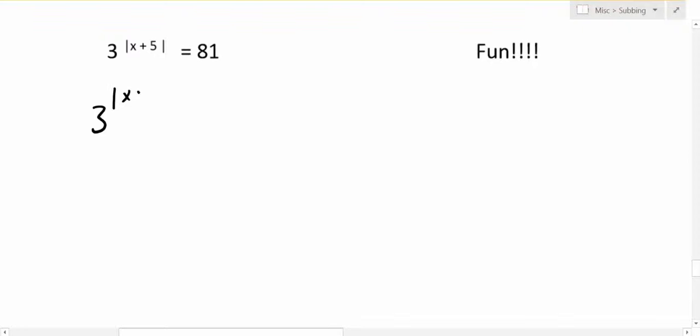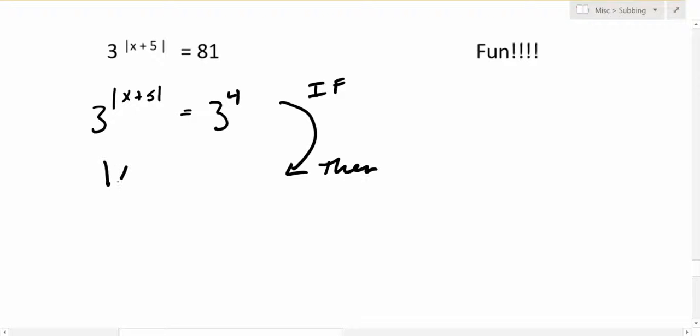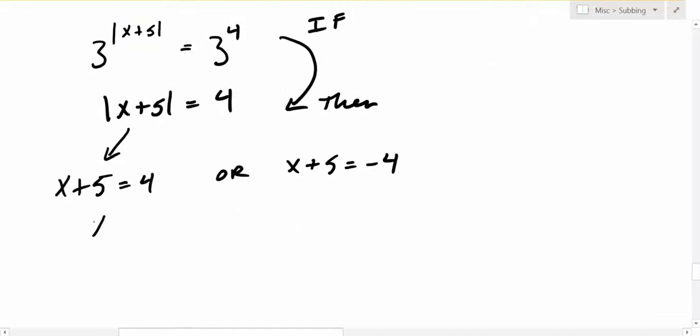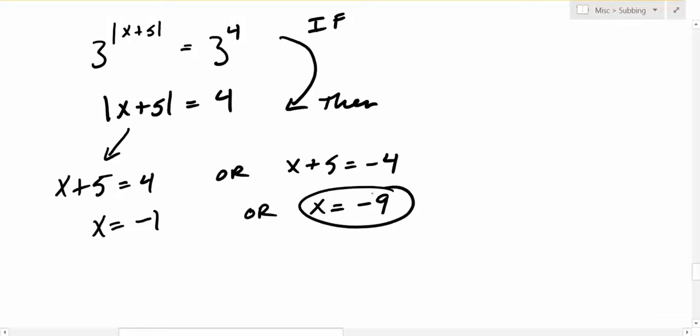So you have 3 to the absolute value of x plus 5 equals 3 to the what? 4th. So what can you now reduce this to? What's the next thing? If this is true, what's the next thing that has to be true? Then the absolute value of x plus 5 has to equal 4. So there are 2 ways for it to equal 4. There are 2 cases. Either x plus 5 just flat out equals 4, or what? x plus 5 equals what? Negative 4. So that would be the way you deal with that absolute value. So there are 2 answers. So x is equal to negative 1, or x is equal to negative 9. There are 2 answers to this one.